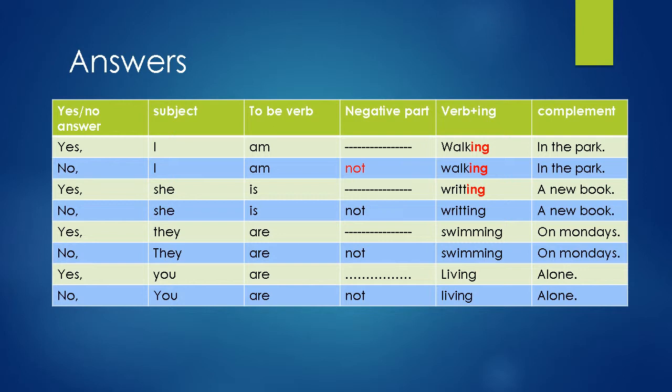Example: yes, I am walking in the park. It's an affirmative answer. No, I am not walking in the park. It's a negative answer. Yes, she is writing a new book. Yes, they are swimming on Mondays. Yes, you are living alone.